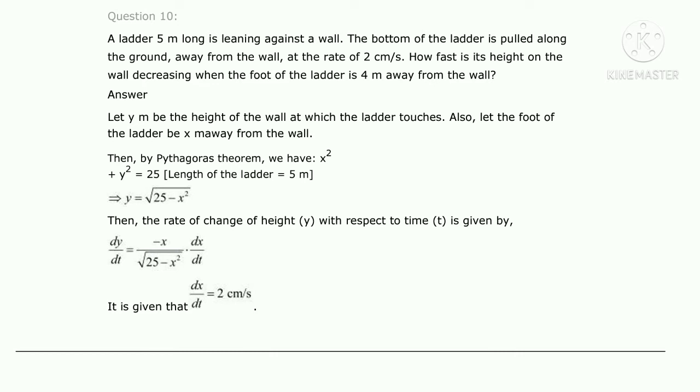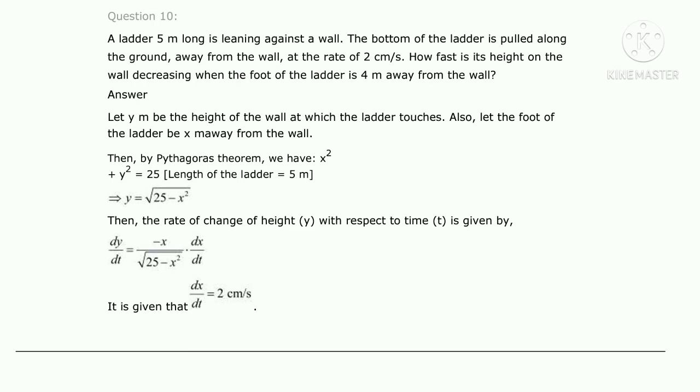Is it clear? And now the question is how fast is the height of the wall decreasing when the foot of the ladder is 4 meter away from the wall. So we have to differentiate the height, whatever we consider y, with respect to time. So when we differentiate, it is of the form root x, since we know d/dx of root x is 1 by 2 root x.